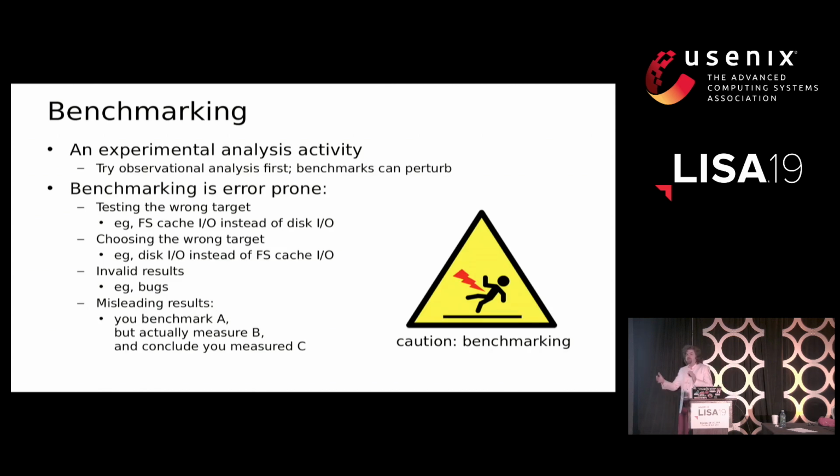Benchmarking is, unlike observability, an experimental analysis activity, and it's error prone. You can test the wrong target, you can choose the wrong target. I've said before, you benchmark A but actually measure B and conclude you measured C.